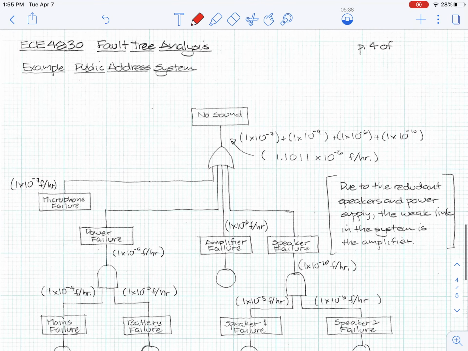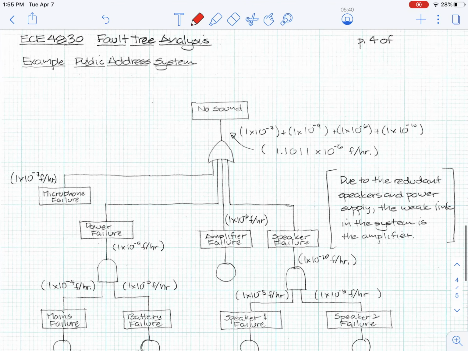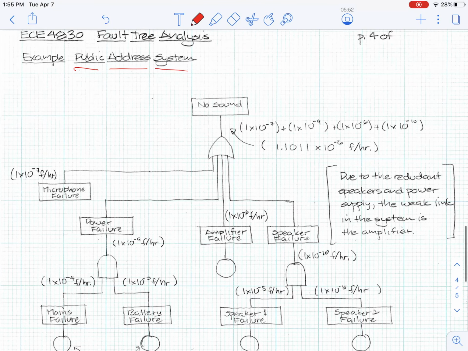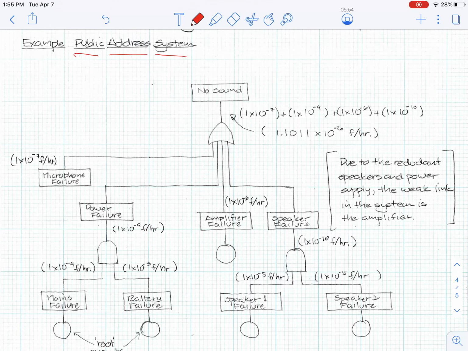Okay, I thought we'd go through an example. And my example is just a simple public address system. So I want to be able to address the public. Say this is a tsunami warning or something like that. And I don't want this not to work. And so I'd like to make sure that it was very reliable. And so my top level event is that no sound comes out of the public address system.